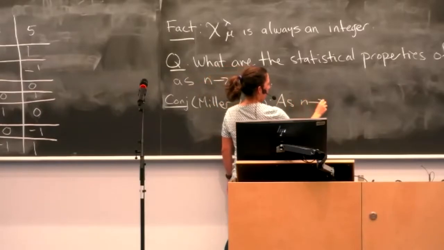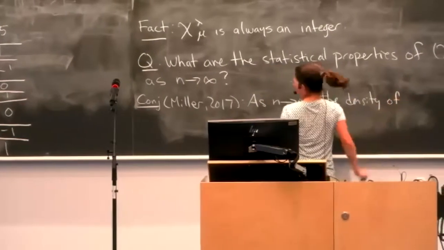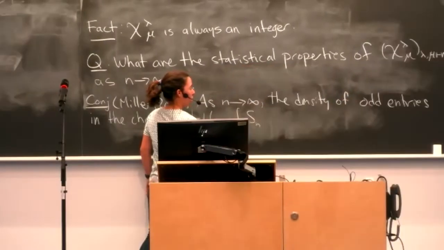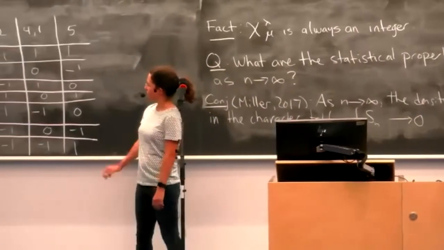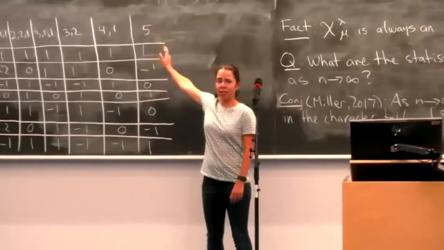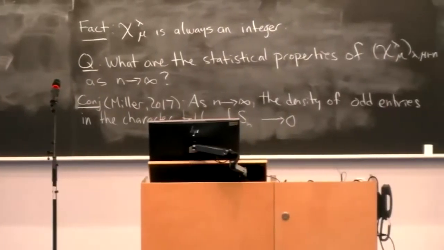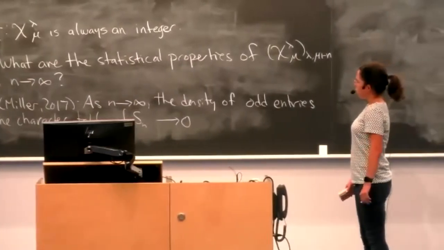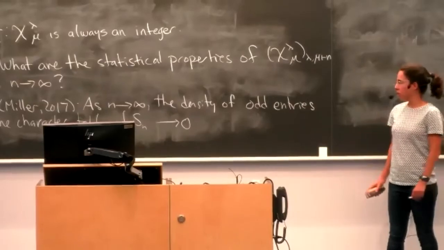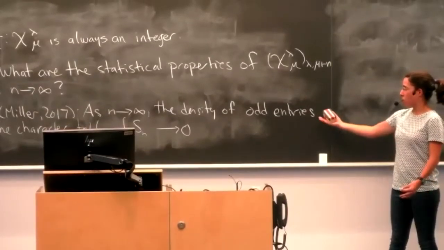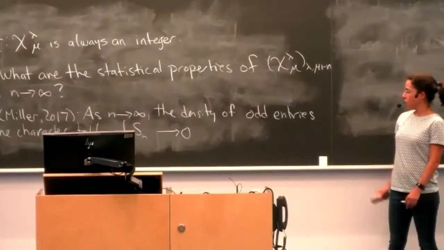as n tends to infinity, the density of odd entries in this character table tends to 0. So almost all of the entries should be even, which, yeah, you might not guess from looking at just this example. So Alex had computed the character tables of Sn for n up to 78 mod 2. And he saw that the proportion of even values was tending to 1. So that's why he made this conjecture.